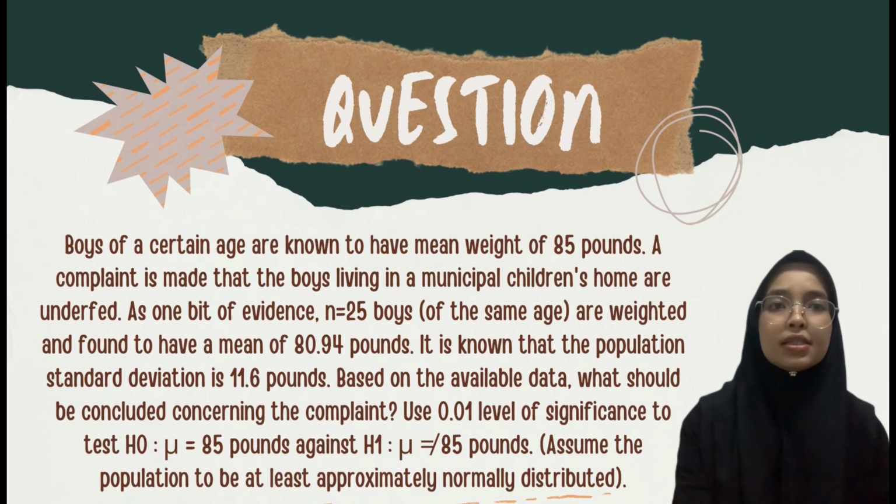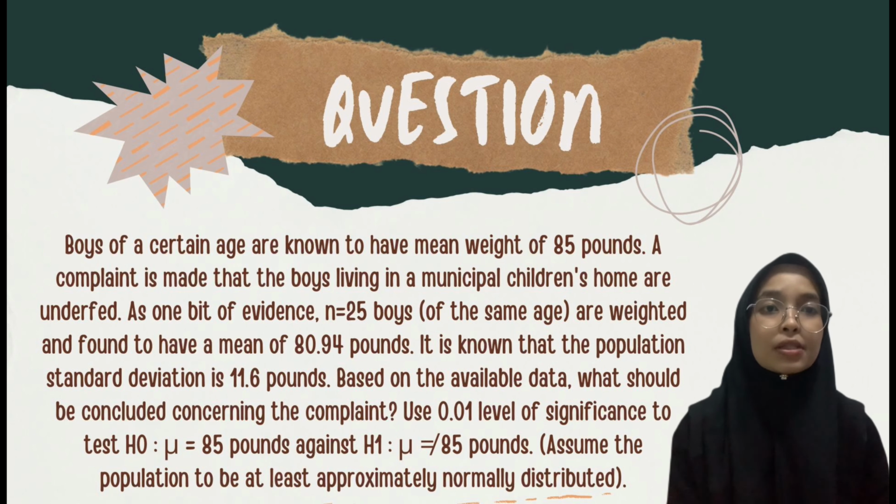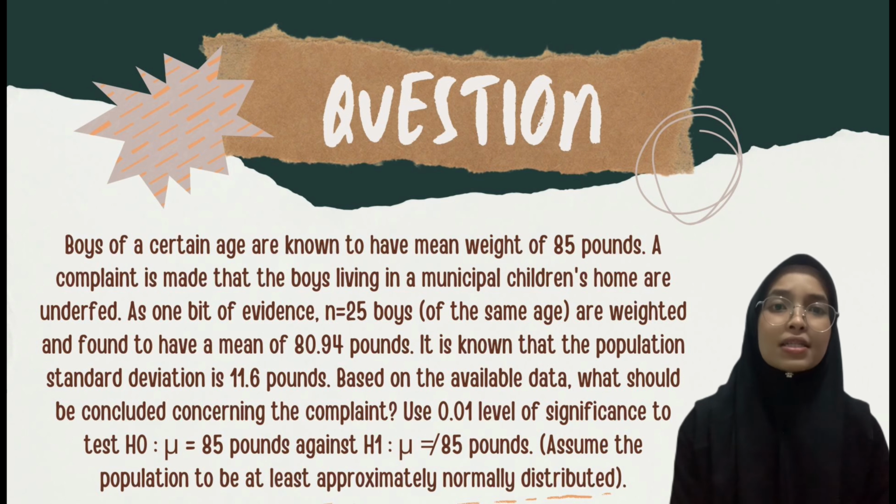As you see, the question says boys of a certain age are known to have a mean weight of 85 pounds. A complaint is made that the boys living in a municipal children's home are underfed. As one bit of evidence, n is equal to 25 boys of the same age are weighed and found to have a mean of 80.94 pounds. It is known that the population standard deviation is 11.6 pounds. Based on the available data, what should be concluded concerning the complaint?